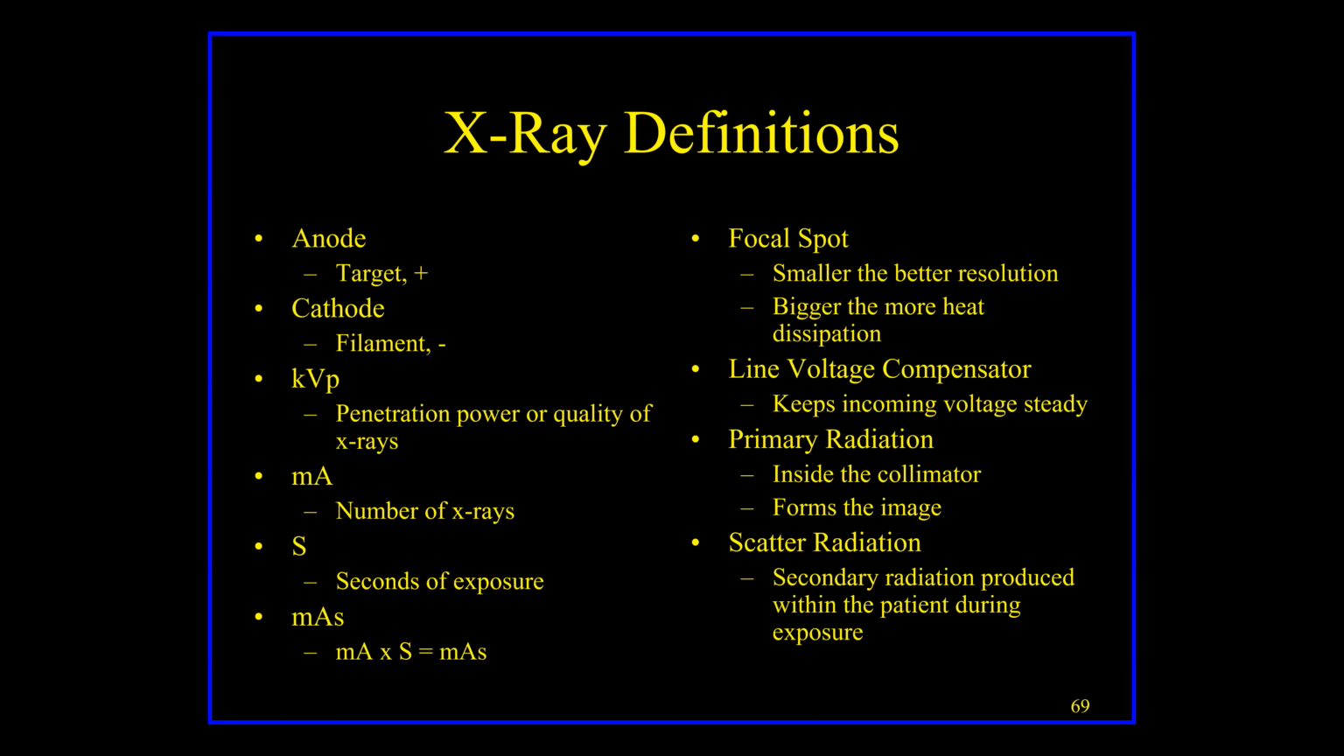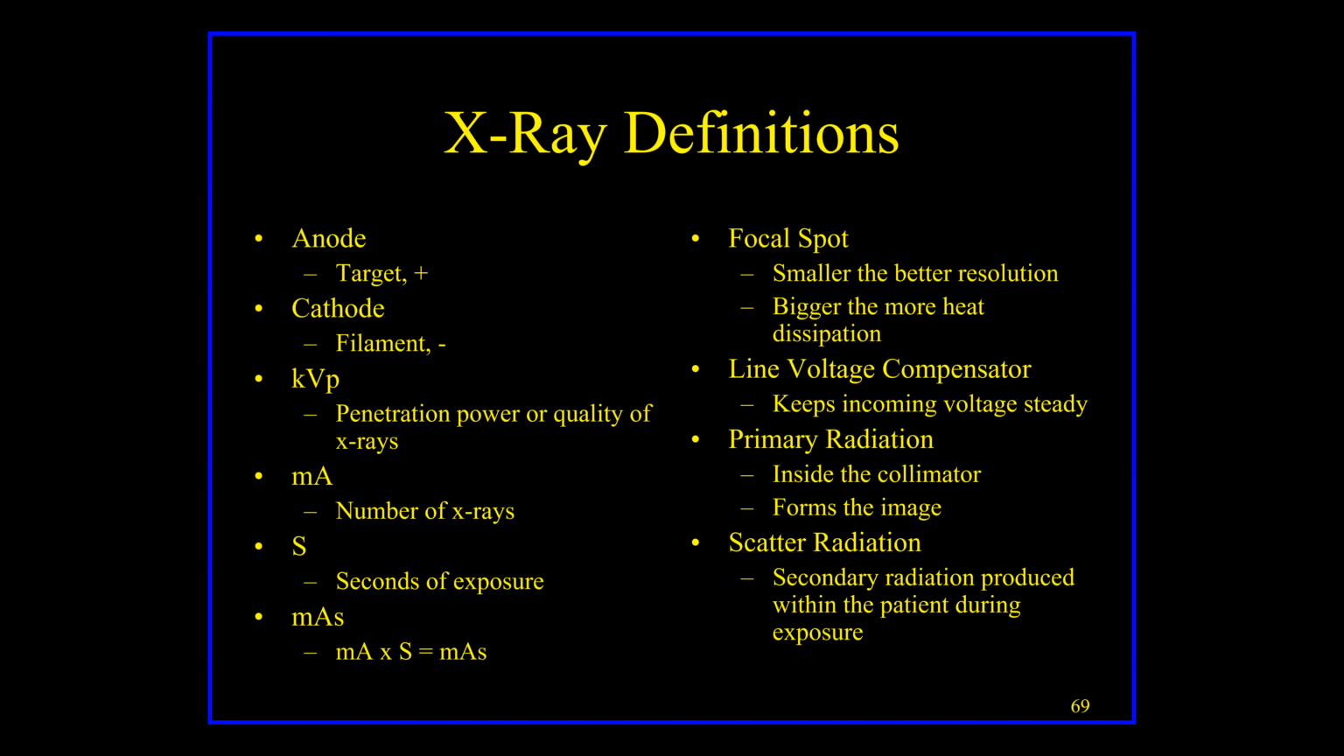As far as other things in there, the focal spot we're going to talk about in a minute. It's part of the anode. And the other thing, this line voltage compensator, I wouldn't worry about that. That's for if you are in an area where the electricity coming out of the wall isn't stable and fluctuates up and down. This will help balance that out.